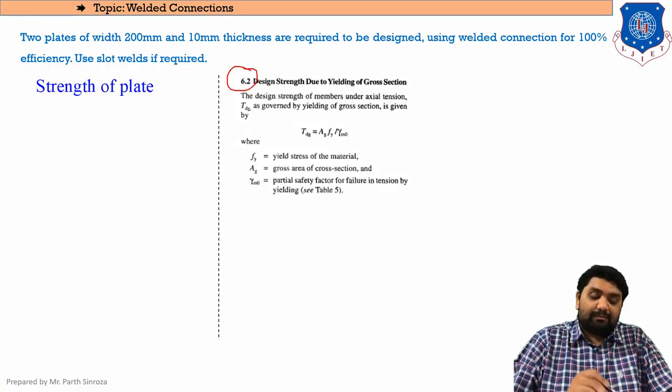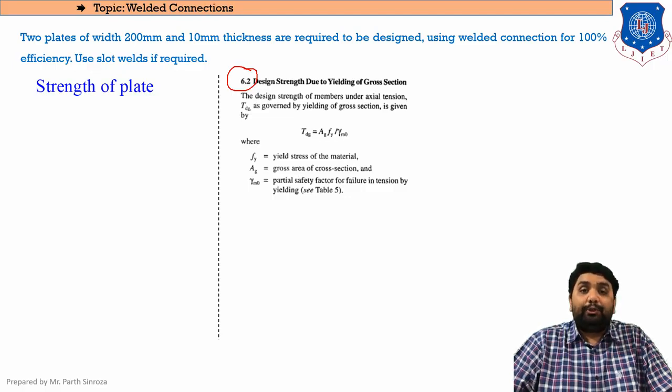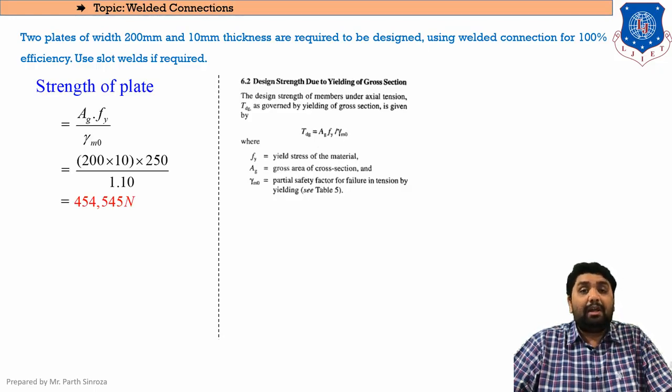There you will see clause 6.2. So from your IS code page 32, you need to find this value, that is Tdg, and Tdg is our strength of plate. Clear? The equation here is Ag Fy upon gamma m0. Ag is the gross area, and as the plate dimensions are given as 200 cross 100, Ag will be 200 into 100 into Fy. Again for plate, we are talking about the strength of plate, so Fy will be 250 Newton per mm square, divided by gamma m0, that will be 1.1. Clear? And for 1.1, you can refer to page number 30. This value comes out to be 454 kilonewton.